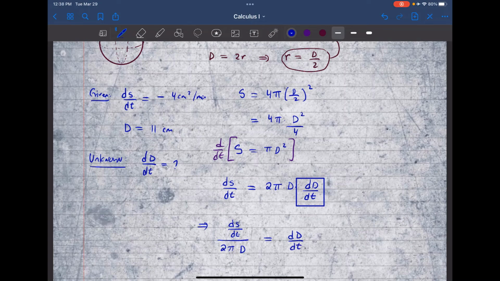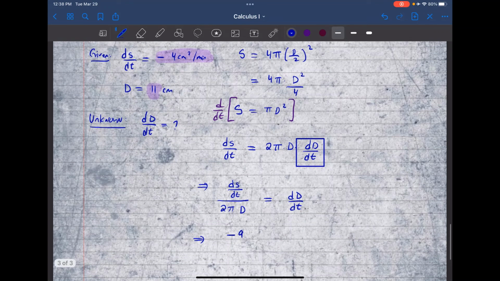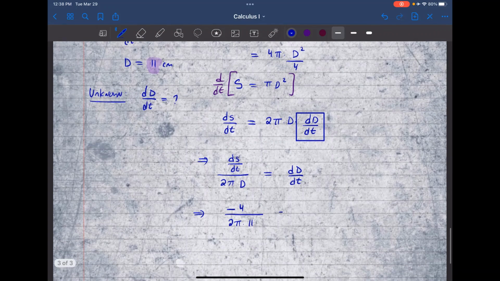Now let's substitute what these components are. We know ds/dt is negative 4, d is 11, and plug this in. So you will have negative 4, I'm sorry, not 9, it's 4, divided by 2 pi times d, that's 11. If you simplify this, you will get negative 2 over 11 pi, because the 2 cancels out. That is the rate at which the diameter is decreasing.